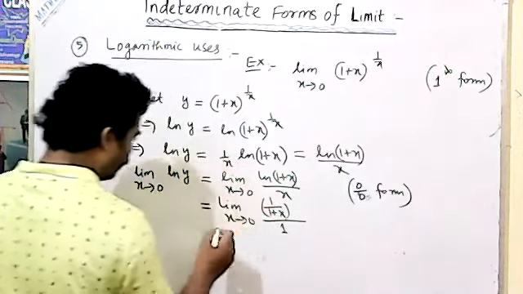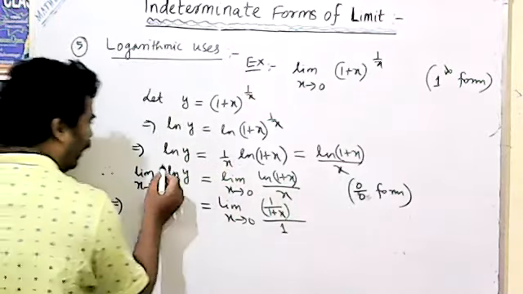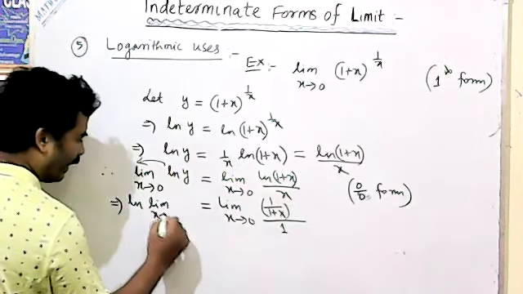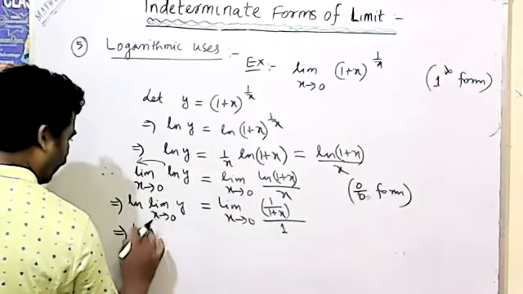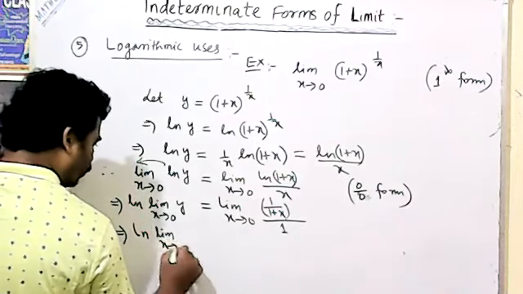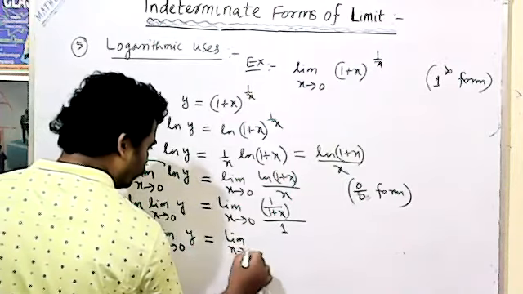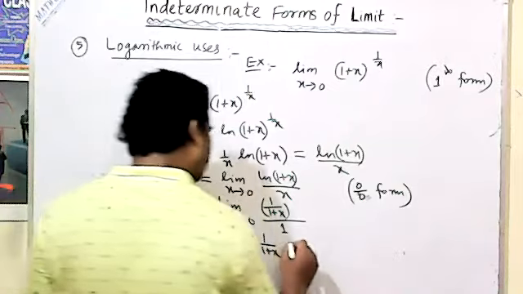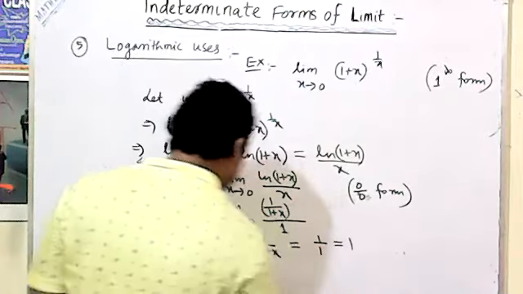Now if we put 0 here, this is not the 0 by 0 form. Here ln comes outside and the limit goes inside. So after that, ln of the limit as x tends to 0 of y is equal to the limit as x tends to 0 of 1 by 1 plus x. Now put x equal to 0, that means 1 by 1, which is equal to 1.